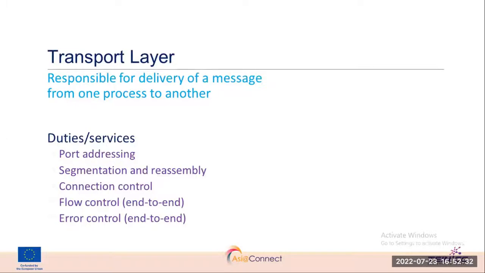The next layer is the transport layer, responsible for delivery of messages from one process to another. The duties or services of the transport layer are port addressing, segmentation and reassembly, connection control, flow control, and error control. Mostly it maintains and controls the connections. It maintains the flow of data according to the available bandwidth and controls end-to-end errors so that an error-free message is ensured at the receiver.